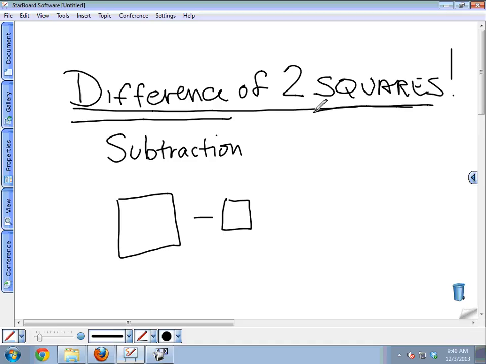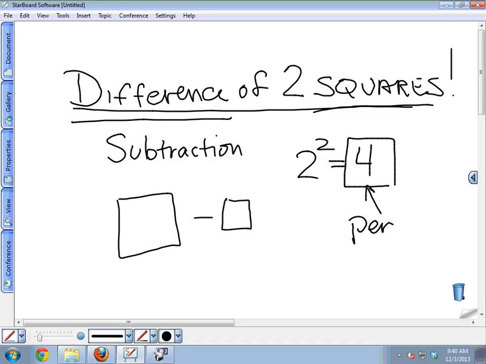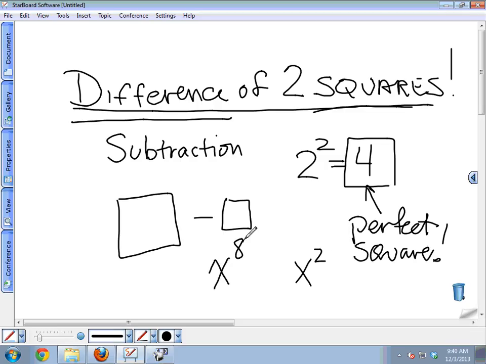Now, really, what am I talking about? The reason I drew a square is because it's a representation of a squared number. What do I mean by a squared number? 2 squared is 4. 4 is a number that we call a perfect square. X squared is a perfect square. X to the 8th is a perfect square.